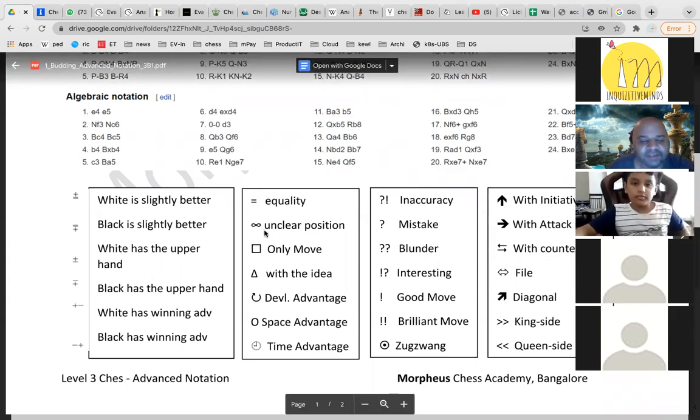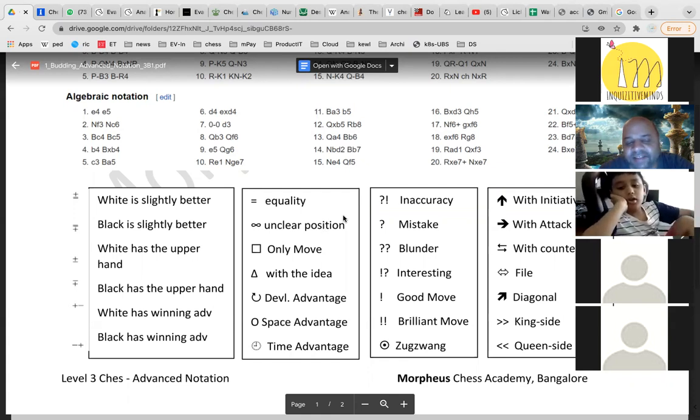Now the other symbols, we'll continue with the other symbols. The equal to symbol is for equality, meaning both sides are equal. Both of them are having equal things, right? Similarly, the infinite symbol, that loop-like symbol, means it is an unclear position, very complicated. You don't know what is what. Then sometimes there is only one move. Sometimes you are given a check or you are going to get mated, and to prevent the checkmate you have to make only one possible move. If that is the case and it is not obvious, then they will write it with a square. That square means only move.